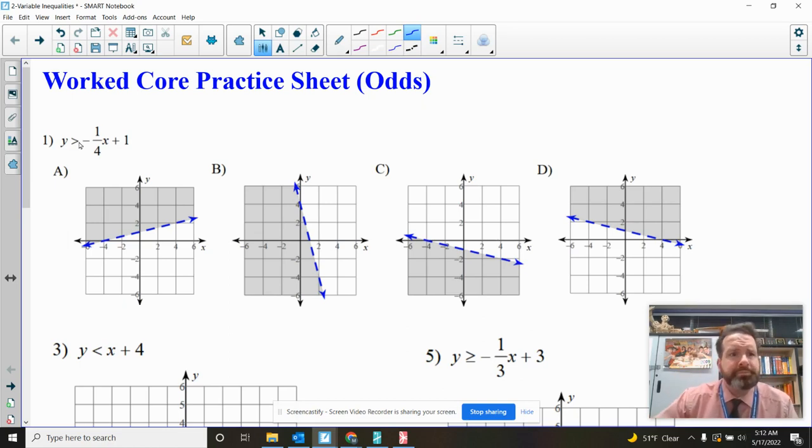Next up, I've got the y on the left and a greater than. That means that the shading should be above the line. So it could be this A, because the shading's above the line. But for B, notice the shading is below the line, so it's not going to be B. For C, also, the shading is below the line, so it's not going to be C. And then for D, the shading is above the line, so D is still an option at this point.